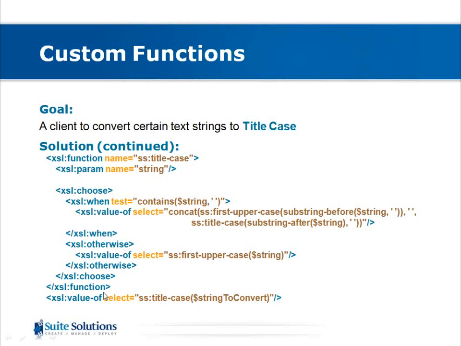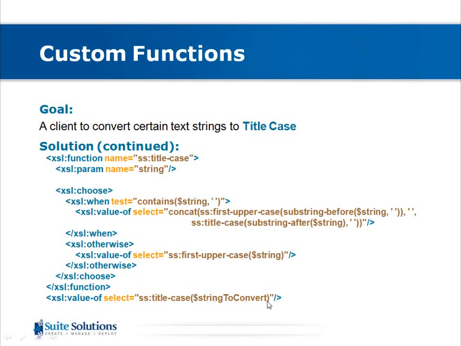And how we then call that, there really should be more of a space here because this value-of is not really part of the function, but this is an example of how we would call that. Anywhere within our XSL, we could take perhaps the title of our current topic or whatever string it is that we want to convert to title case and simply say that we want to get the value of the select when we pass our string to convert into our new custom function, ss:title-case. And this will return a title case version of our string to convert.